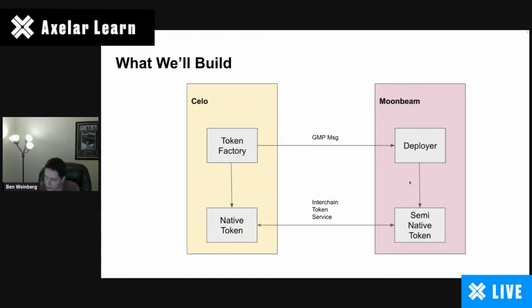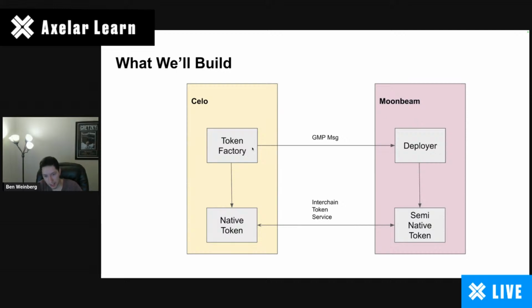And as I said before, the semi-native token is going to be a token which is like a light version of our native token. So how's this going to work? Our token factory is going to send what's called a GMP message to the deployer. GMP stands for General Message Passing. It's the ability to send messages between chains. It could be as simple as a "Hello World" message, or as complex as a "deploy this token and wire it up to ITS" message, which is what we're going to be doing today.